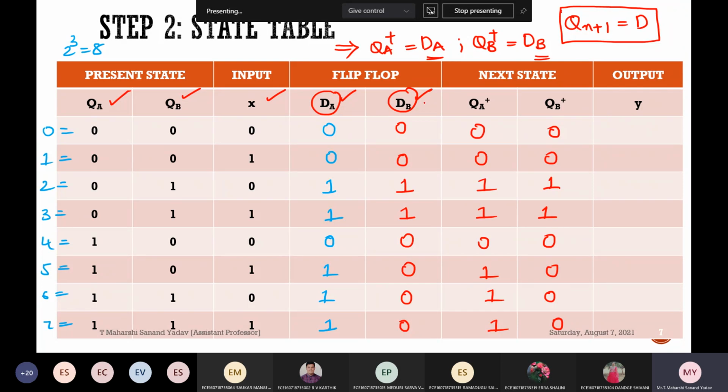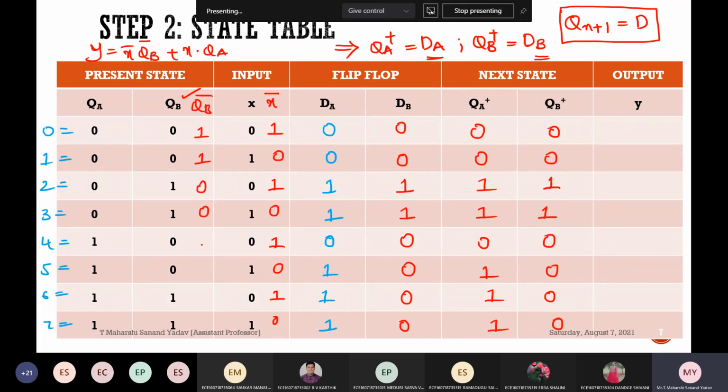Now similarly try to fill the values of Y. For Y, what is the equation that we got? X bar QB bar plus X into QA. So I'll write X bar here only. So this is 1, 0, 1, 0, 1, 0. This is 1, 0. Next, what we want? QB bar. So QB bar is 1, 1, 0, 0, 1, 1, 0, 0.